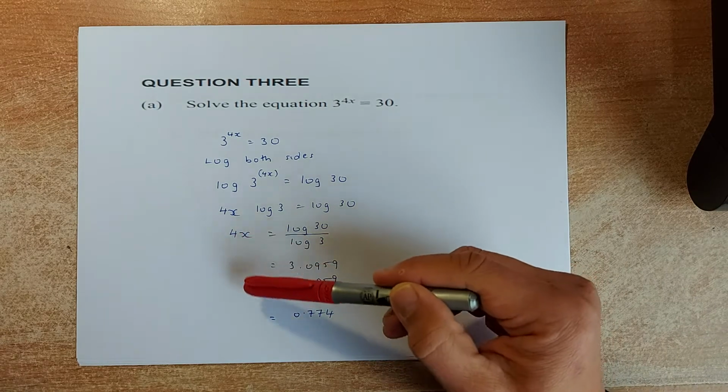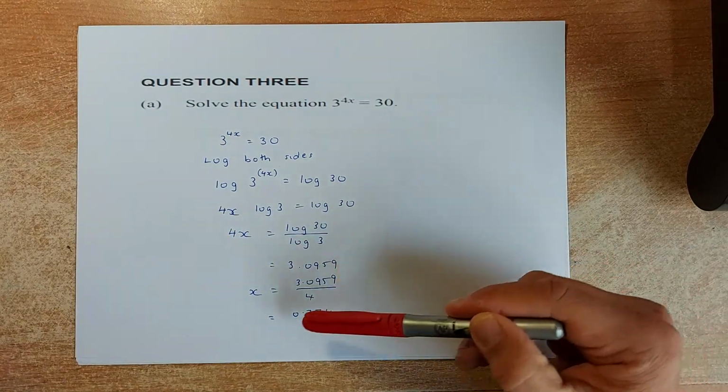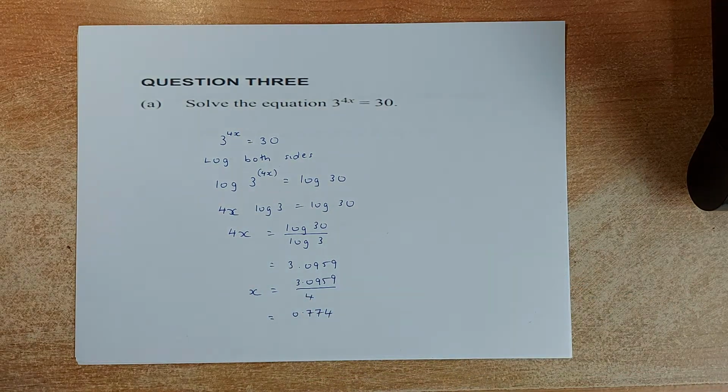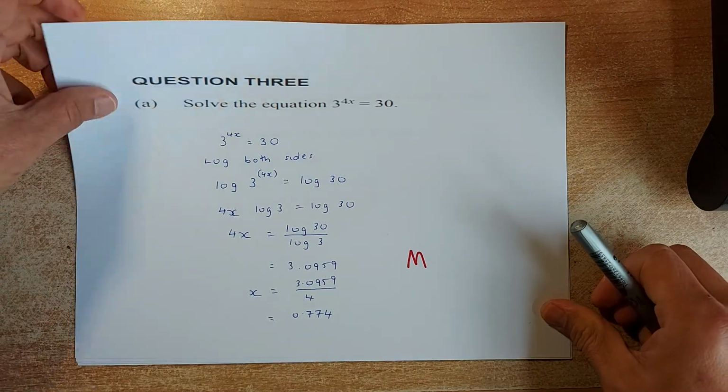The last step is to solve for x. To get rid of the 4, you divide by 4 on the left and divide by 4 on the right. So x equals 0.774, and that will give you a merit in this paper. Not too bad, right? Yes, let's proceed.